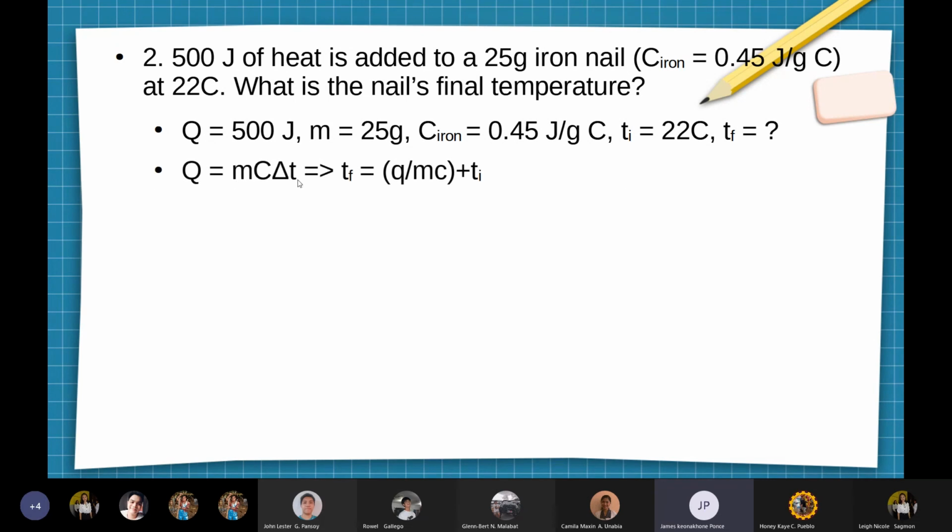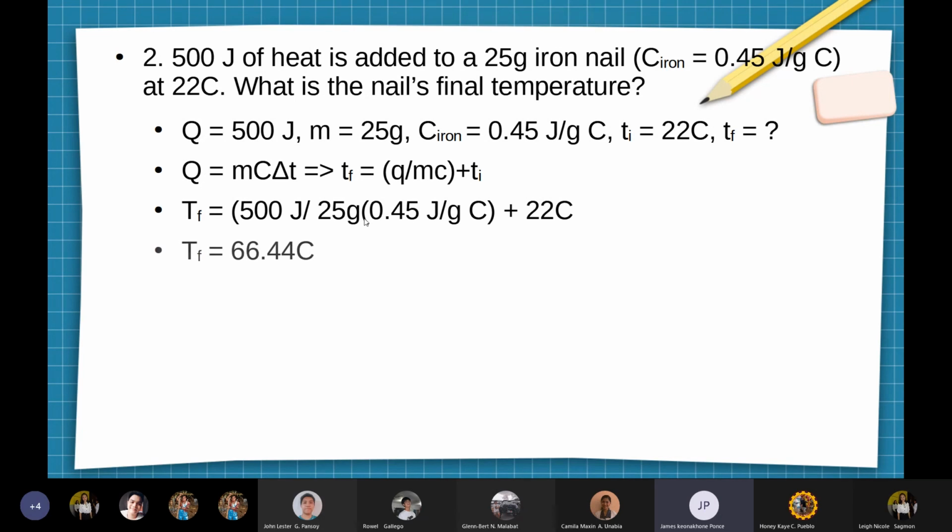So standard formula, but this time we split the delta T into final temperature minus initial temperature, and then we transpose, we create the equation Q divided by mass times specific heat plus initial temperature. So we substitute the values and we get 66.44 degrees Celsius.